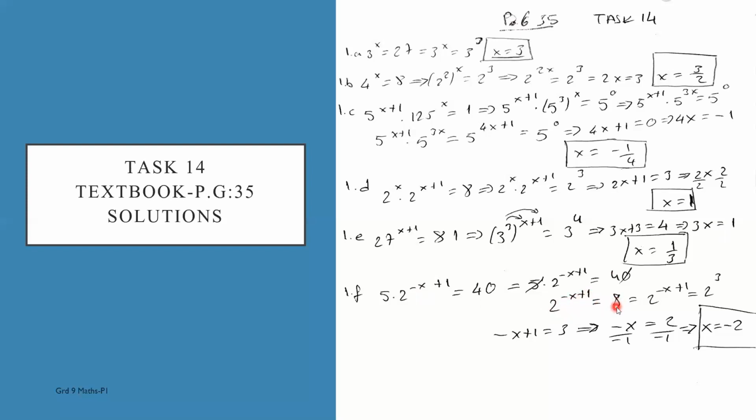Now I need to work on this 8. I have to write this also as an exponent, which is going to be 2 to the power of 3. So then it's going to be 2 to the power of negative x plus 1 equals 2 to the power of 3. Okay, this is my question now. Now I have the same bases, 2 and 2. I'm just going to work with the powers. So negative x plus 1 equals 3.